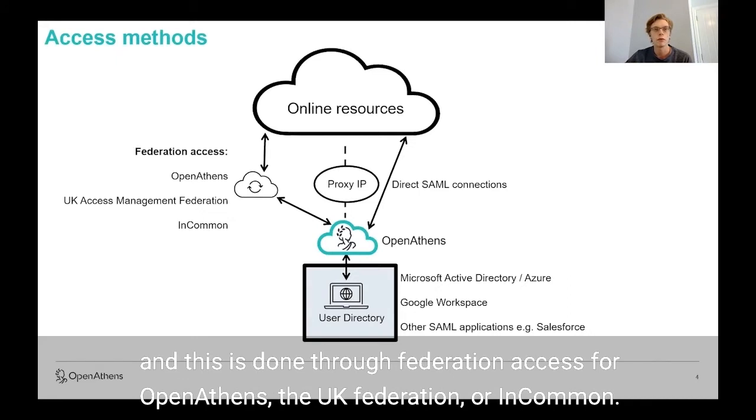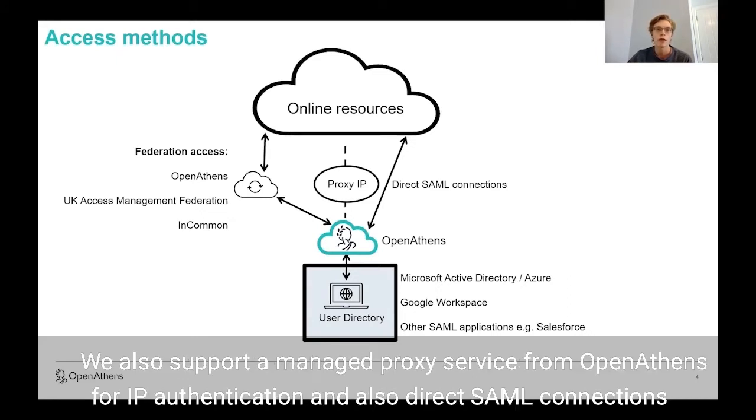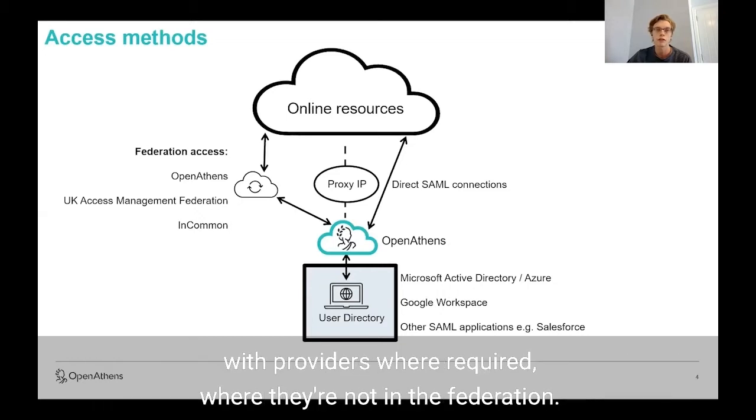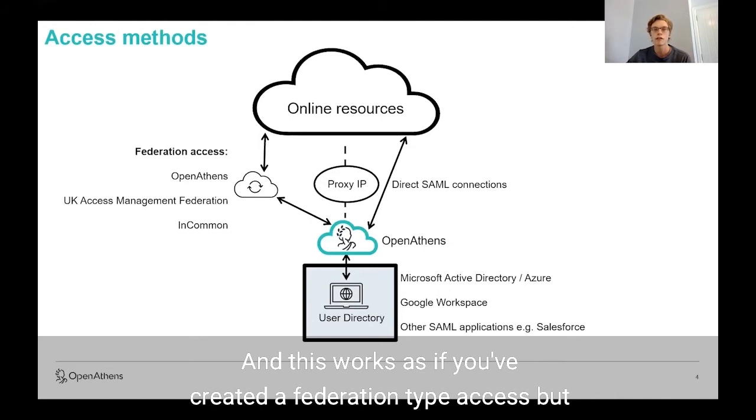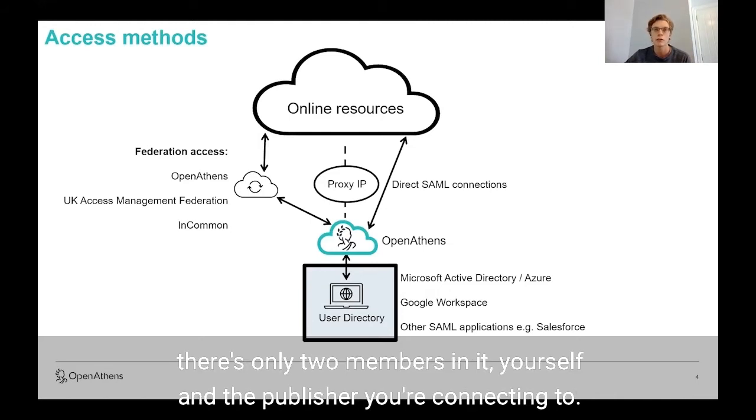And this is done through federation access through OpenAthens, the UK Federation, or InCommon. We also support a managed proxy service from OpenAthens for IP authentication, and also direct SAML connections with providers where required, where they're not in a federation. And this works as if you've created a federation type access, but there's only two members in it, yourself and the publisher that you're connecting to.